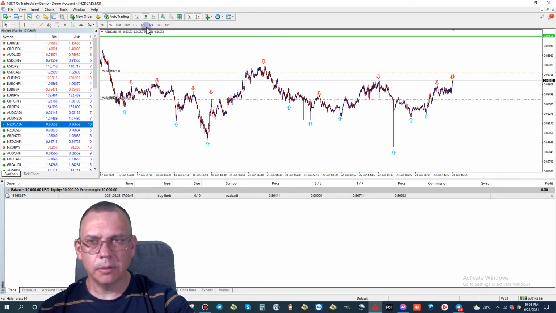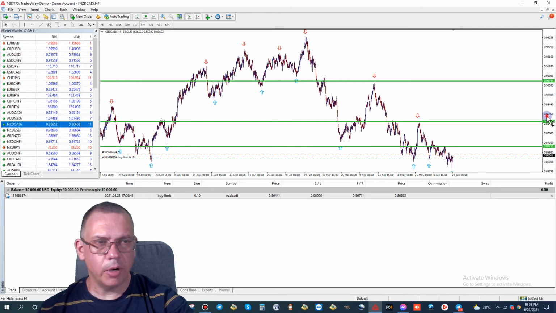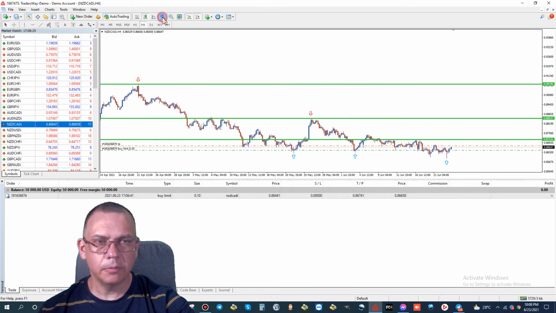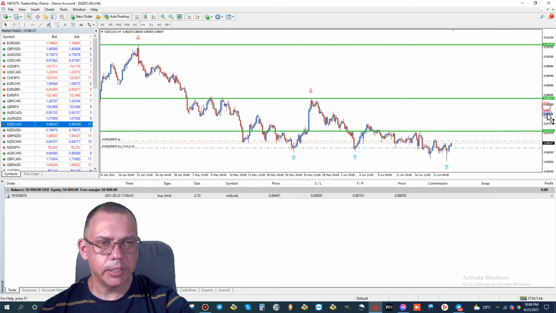If I zoom back out to a 4 hour chart, you can see the buy limit and take profit right here. Hopefully this price will drop back down and then shoot back up again. Here you get a bigger picture of what's going on in the market, and I can zoom in a little bit so you can see that. So there you go. Now the price could just keep going up.